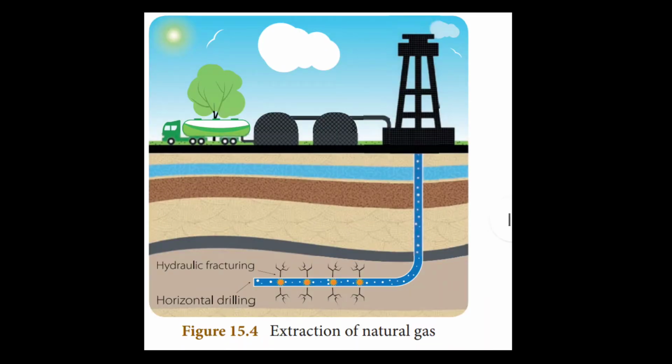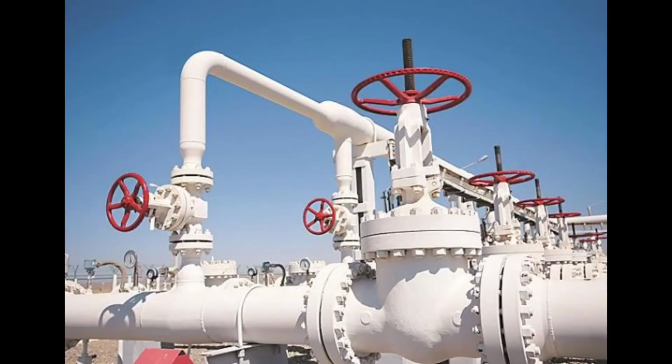It is always found above the oil in the oil wells. This gas is trapped inside the small spaces in underground rocks called reservoirs. Natural gas can be extracted through drilling wells. Natural gas can also be found in reservoirs with oil and is extracted along with oil. This is called associated gas.